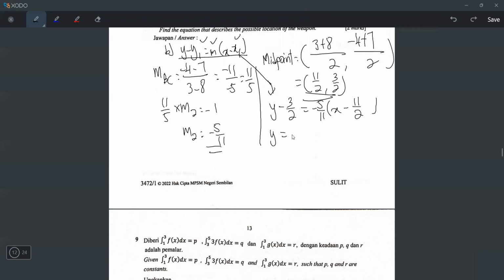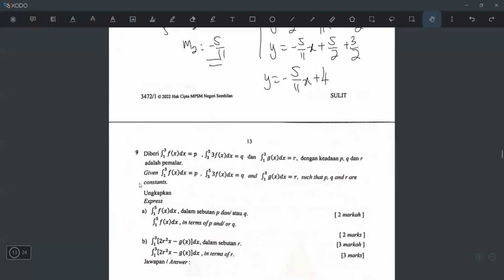Okay, anyways, so y equals to what? Negative 5 over 11 times the bracket, expand the bracket, it will be negative 5 over 11 x. Negative 5 over 11 times negative will become positive. 5 over 11 times 11 over 2 is 5 over 2 because you can cut, right? And don't forget to minus 3 over 2, move over become plus 3 over 2. Final answer, negative 5 over 11 x. 5 over 2 plus 3 over 2 is 8 over 2. And we all know 8 divided by 2 is 4. So this is the answer, right?